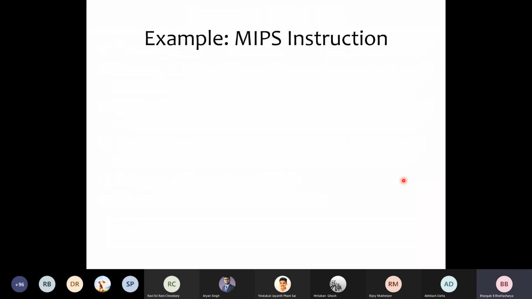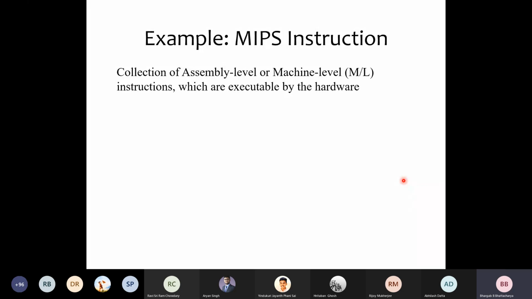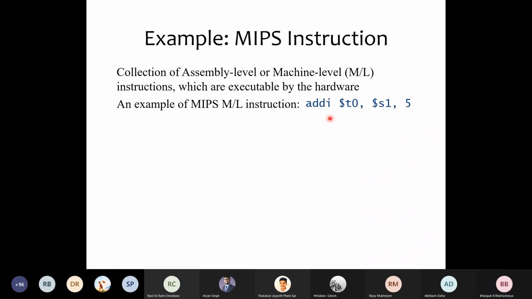Now I give one MIPS instruction here. It's a collection of assembly language or machine level instructions which are executable by the hardware. One example is this: addi $t0, $s1, 5. So can anybody tell me what does it mean? Add immediate. Add immediate, right?